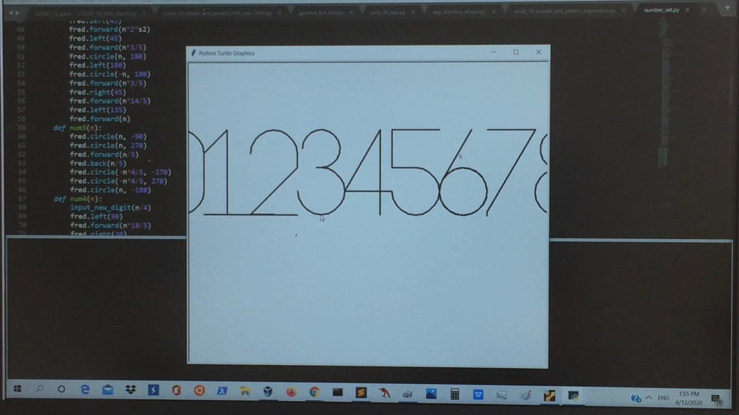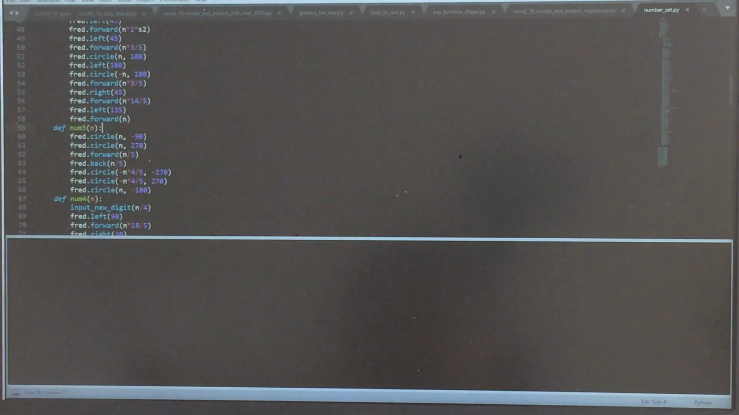So that means the function input new digit is to go forward until the digit, when it would be written, fits there exactly. And then thread.left 90, and then thread.forward it turns. It makes this triangle.